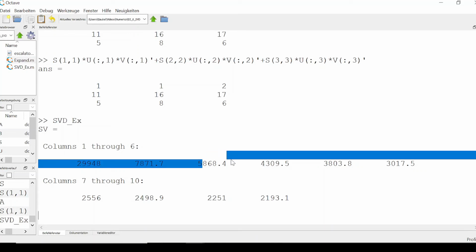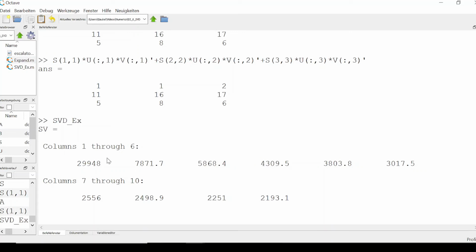The third singular value is 6000. So the picture is not explained in every detail by the first part, but the rough structure of that picture is explained. That's what we see when looking at these singular values, which are ordered. The first one is always the largest one, the second one is the largest of the rest, and so on.